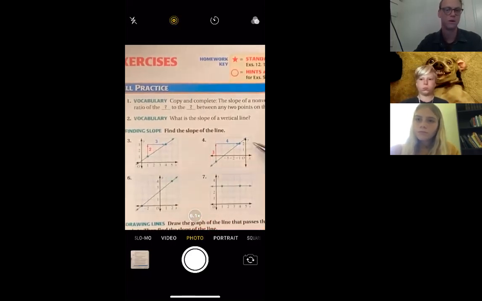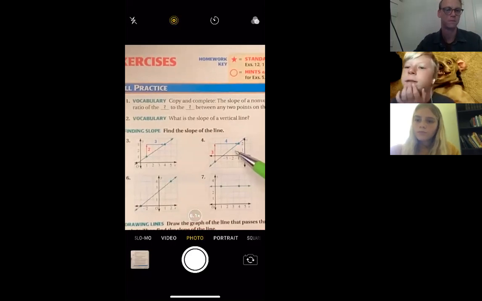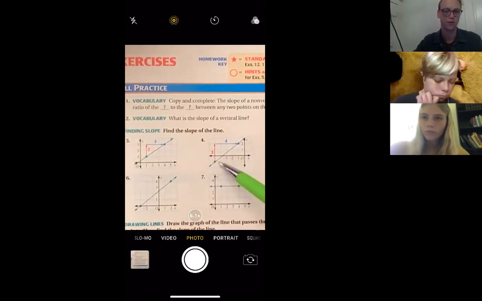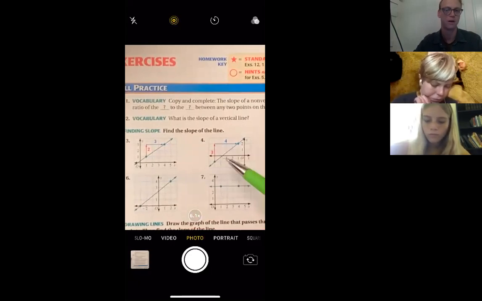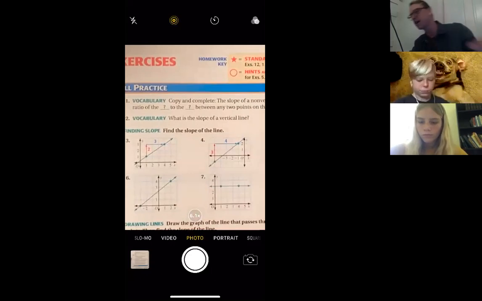Orion, what's the slope for number 4? 3 over 4. Yeah, 3 over 4. Good. Yep. Left or right, up, and then over. Good. Number 5 is next.